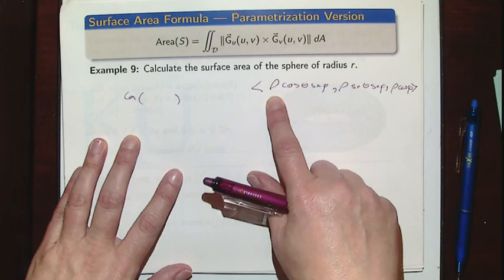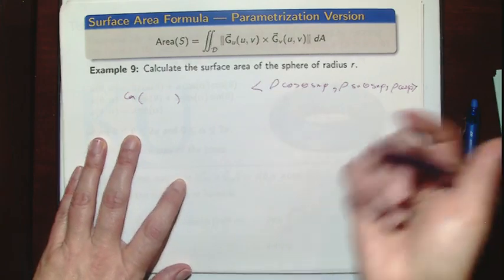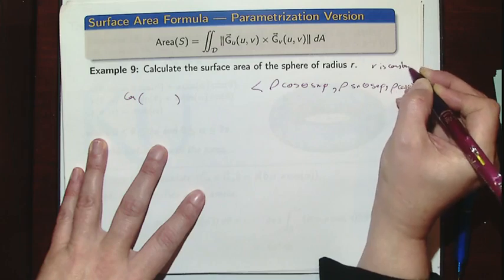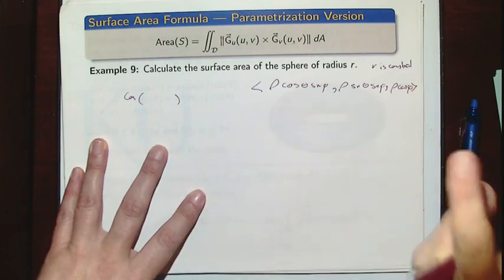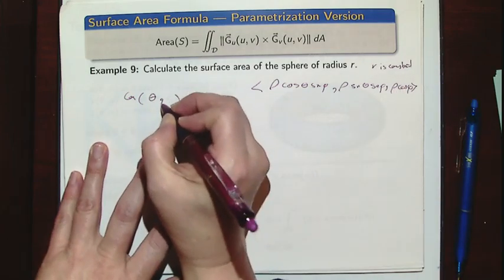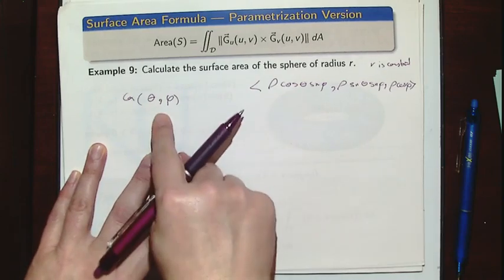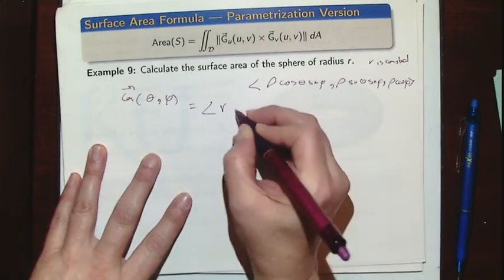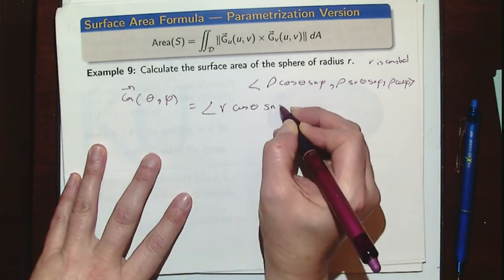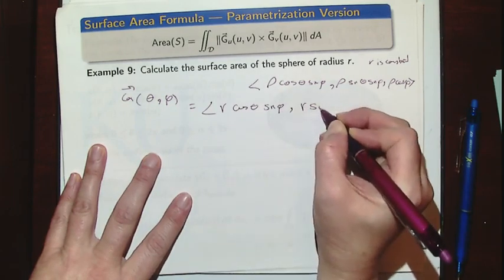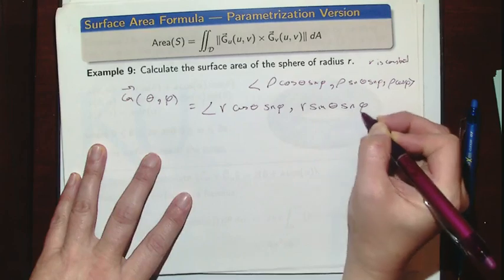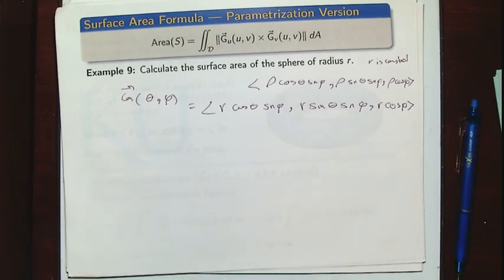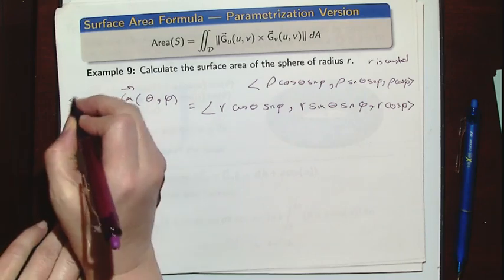Rho. What is rho? R, constant R. R is constant. Right? So what are the two other ones? Theta and phi. Do you see that? I put the parameter inside of G. So now I have R cosine theta sine phi, R sine theta sine phi, R cosine phi. Now, that's step one.